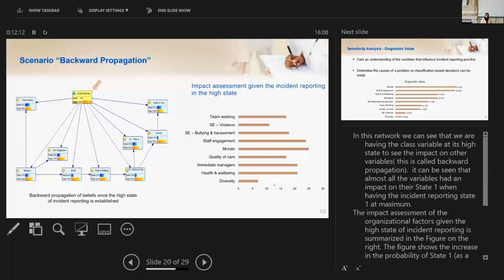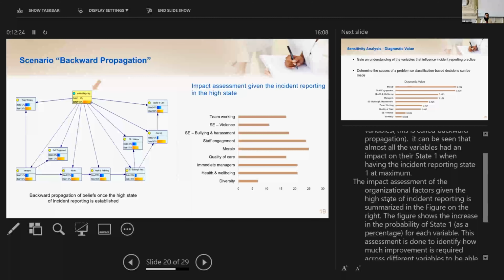This analysis is called backward propagation. It is one of the scenarios, which has the class variable at maximum. We also did the impact assessment here, which summarizes the probability of each variable and how much it was affected in percent. As we can see in the figure on the right, staff morale, staff engagement, immediate managers, and health and well-being are the top 4 factors that had a higher increase in percent when having the class variable at maximum.